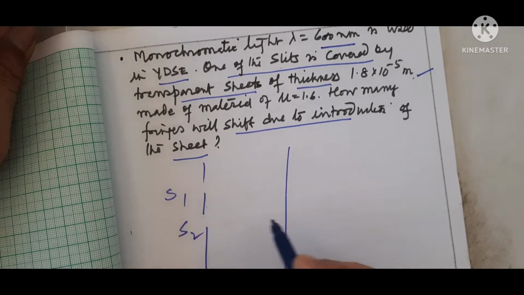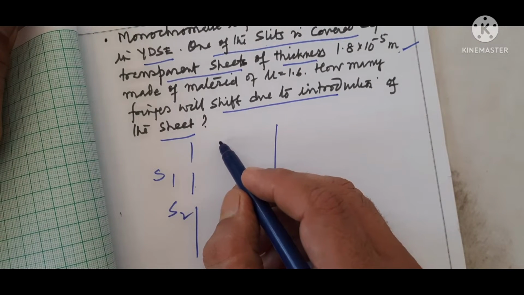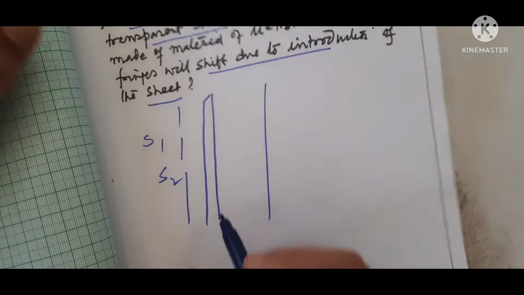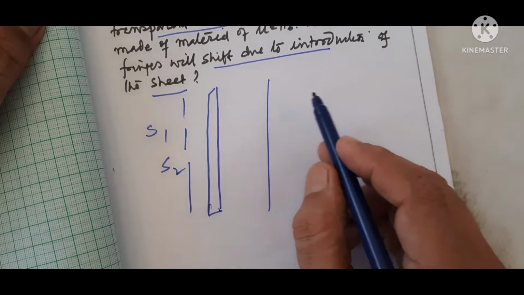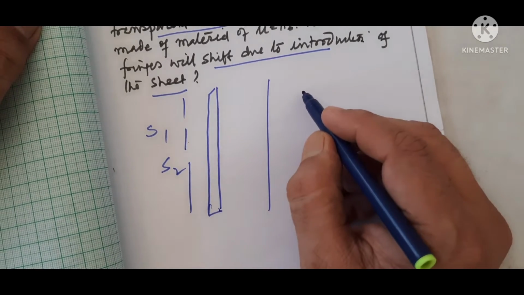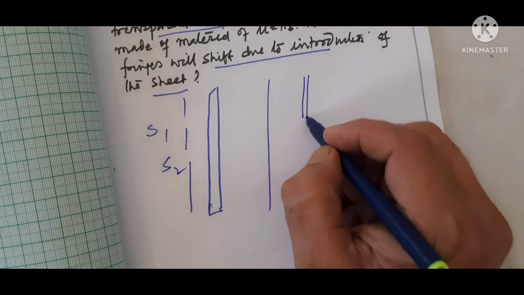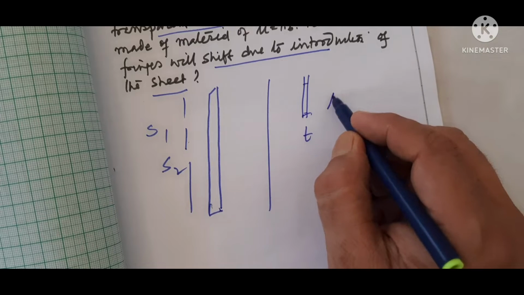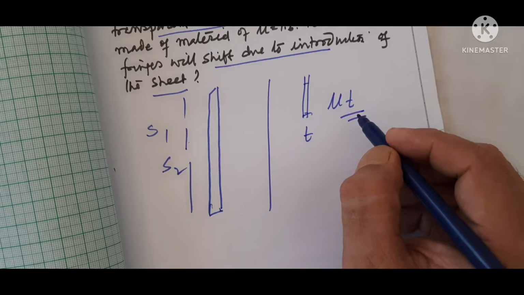Here S1, S2 slits are there like that. According to the question, a transparent sheet is introduced between the source and the screen. Then the question is how many fringes will shift due to the introduction of the sheet. Here we know when light travels through a sheet of thickness T, the optical path is going to change by mu into T, where mu is the refractive index.